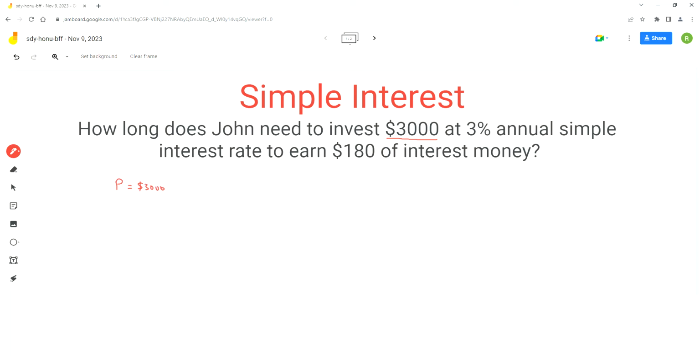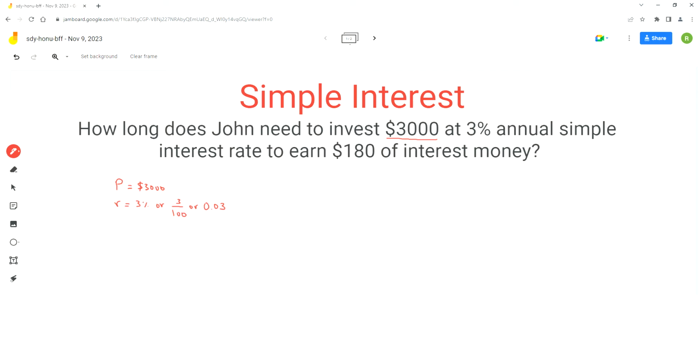We are given that the annual simple interest rate is 3%, so that's R, which is 3%. Now in the formula for simple interest, we'll use this value in the decimal form, which can be written as 0.03. So how do we get that? We divide 3 by 100. So let me show you the steps here. You can write it as 3 over 100, or this can be reduced to 0.03. So that's the value of R.